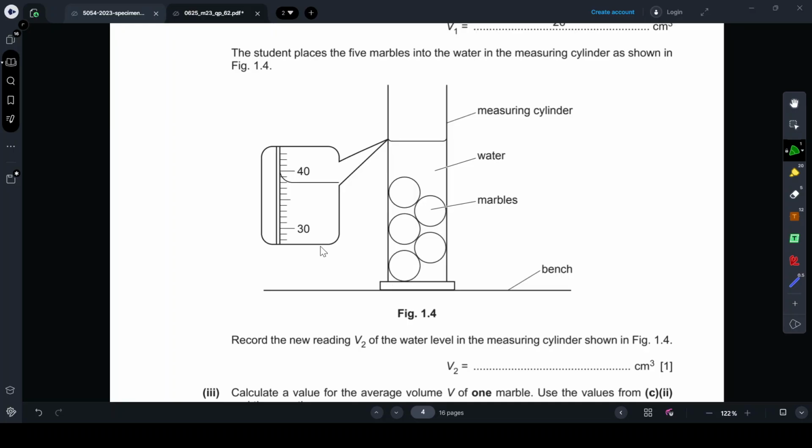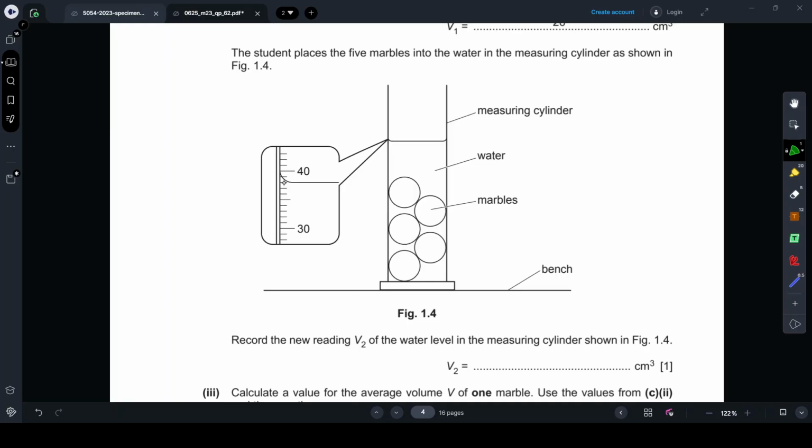So what is the reading over here? What is V2? This one's hard. 40? How is it 40? Before it's sliding upwards, wait. Before the tilted line is 38. Yeah, so 38. 38 is your answer.